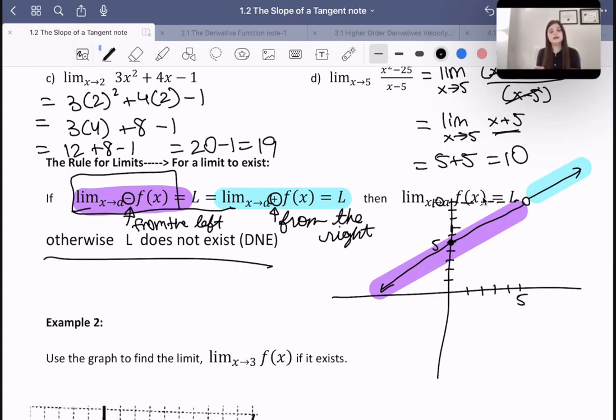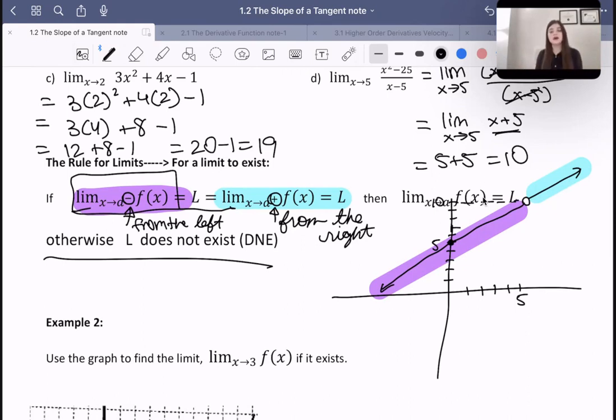So basically, let's say you're asked to tell if a limit exists or not. You're going to test this criteria. You're going to ask yourself, is it true that the left-hand limit and the right-hand limit are the same? If they are the same, then the limit does exist, and the limit is the same as the limit that both sides approach.